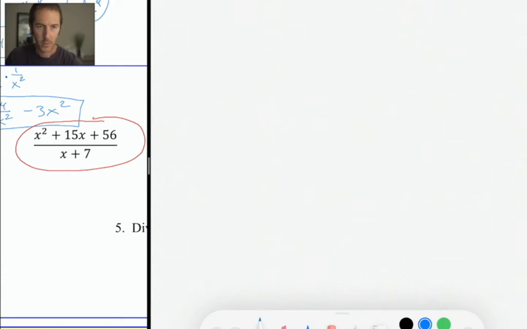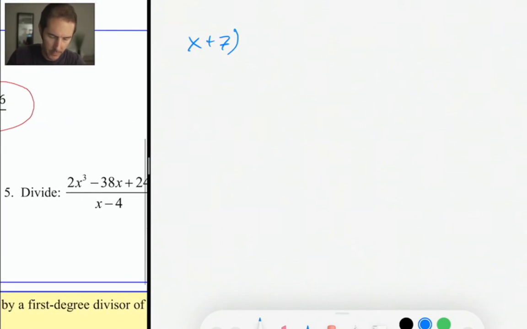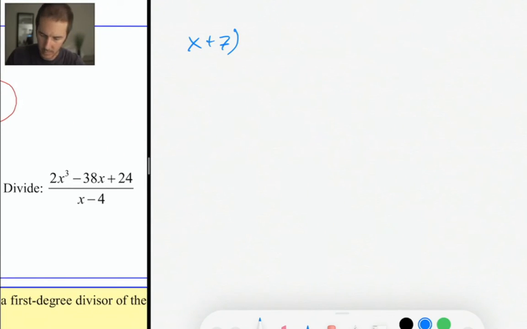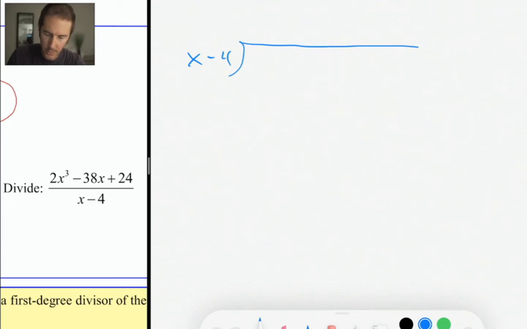There we go. All right, so let's set this up like a long division problem. We've got x plus 7 is dividing into, oh no, I didn't want to do that one. Sorry. Let's do number 5. Here it is. Okay, we're going to take x minus 4 and we're going to divide it into this other polynomial, 2x to the third, and so on. So I'm going to write down the 2x to the third under here.